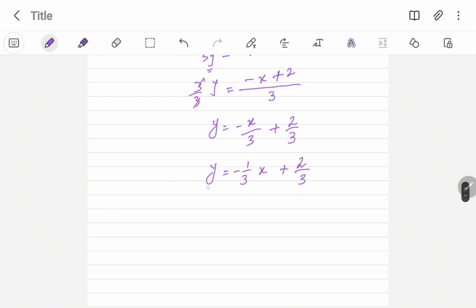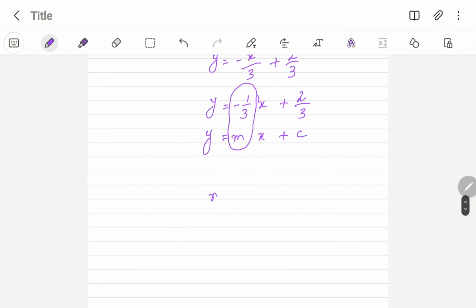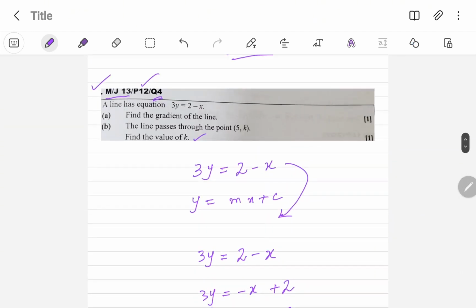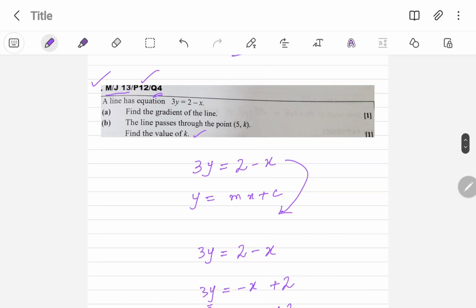Now compare this equation with the standard equation of line, that is y is equal to mx plus c. By comparing terms, we see m is equal to minus 1 over 3. This is the required answer. It is the gradient of the required line. Now we have to find out the second part. This line passes through the point which has the coordinates 5 comma k.